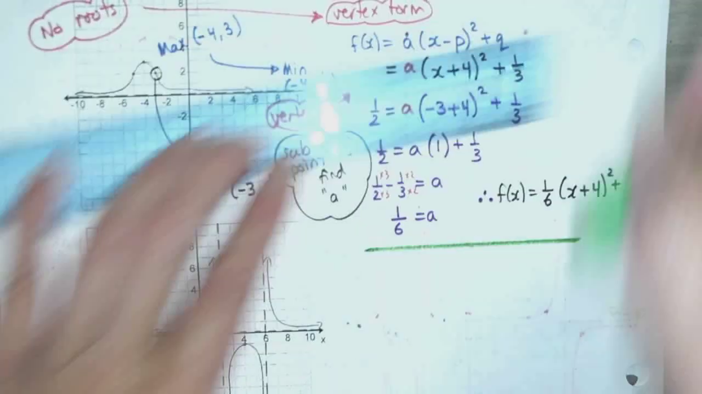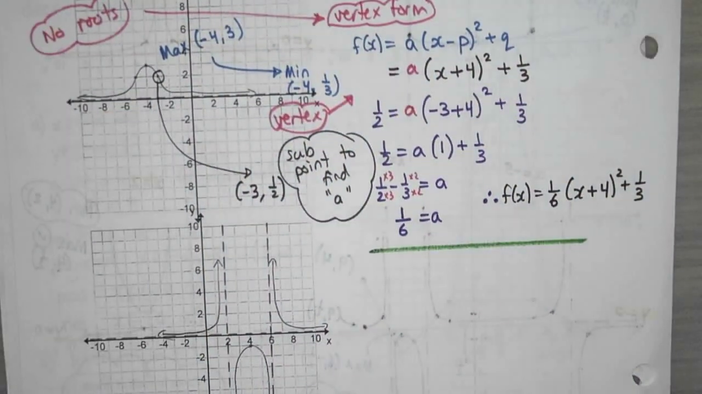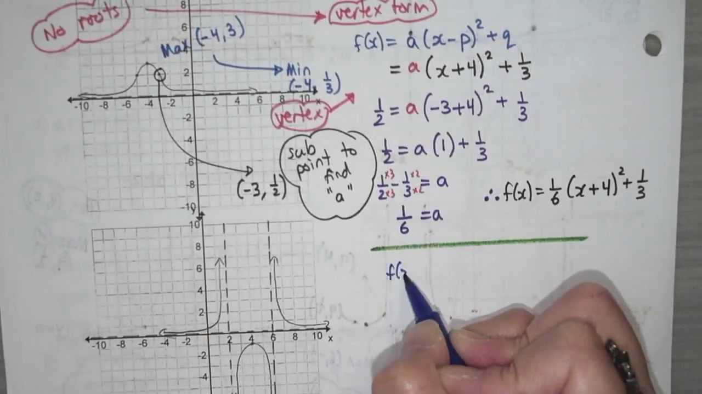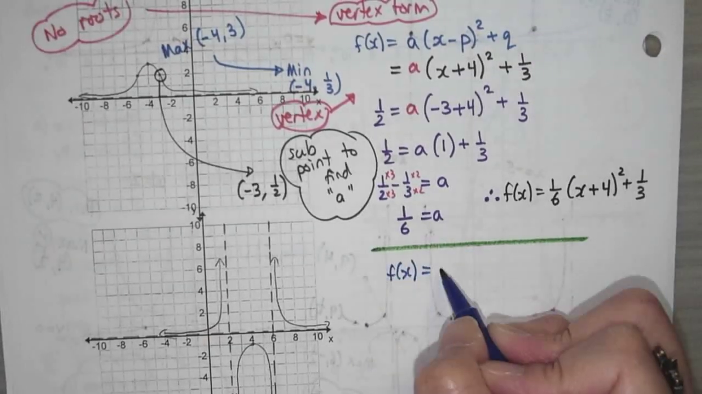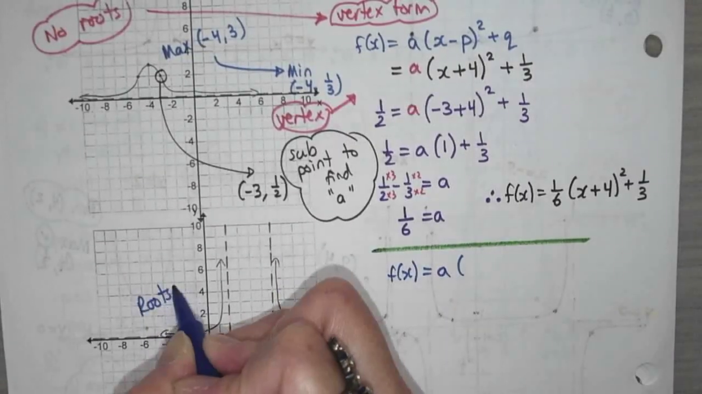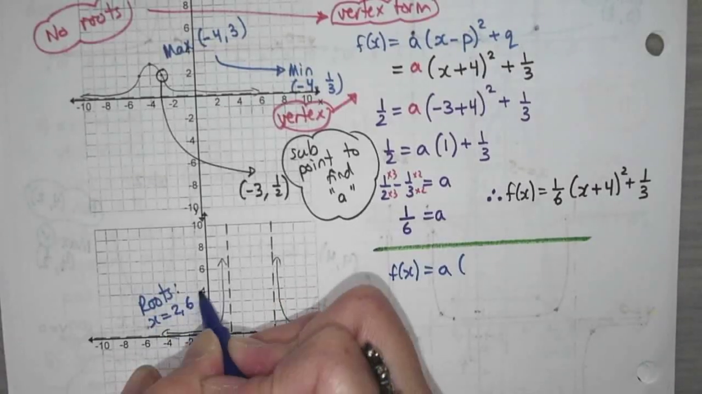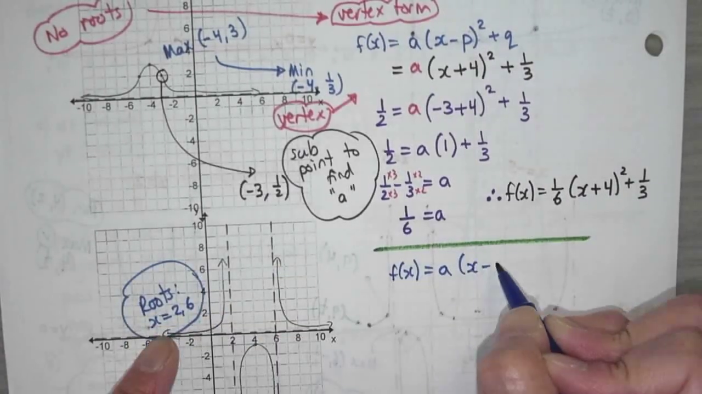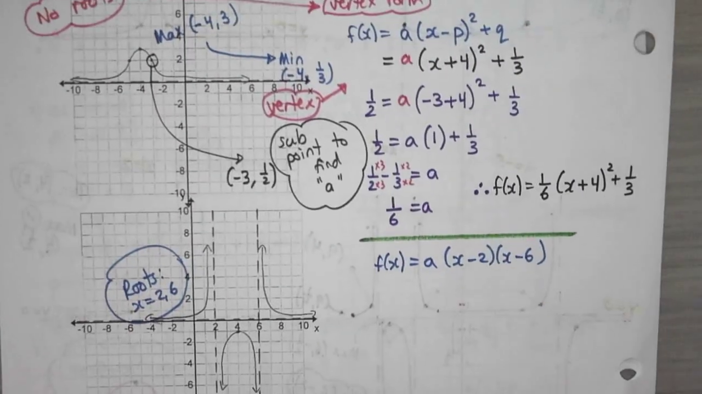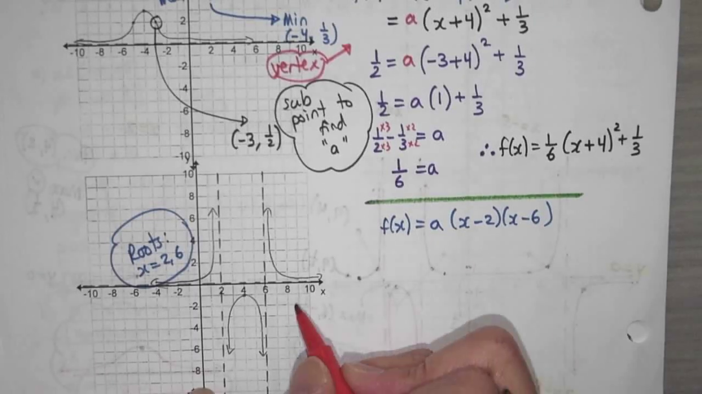If I give you something like this, you can't use the factored form because there's no two factors. If I give you something like this, then for sure use the factored form. So you're going to go f of x equals a, and your two roots are 2 and 6. So x equals 2 and 6. So x minus 2, x minus 6. Okay, we need to find a. So sub in a point.